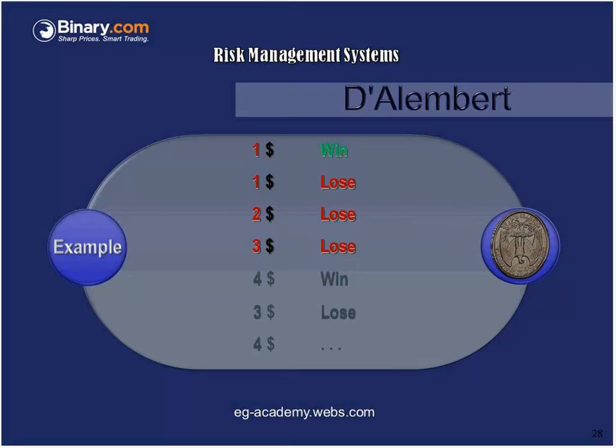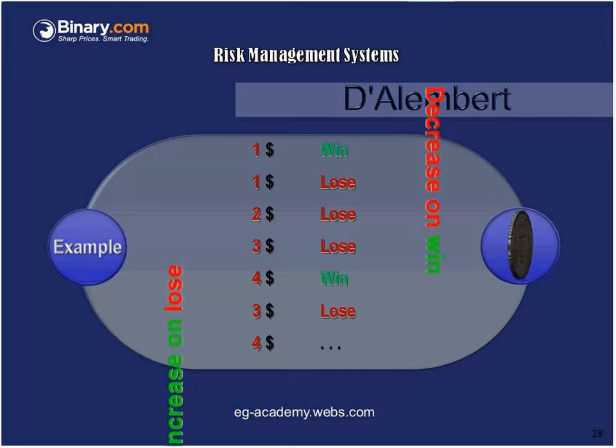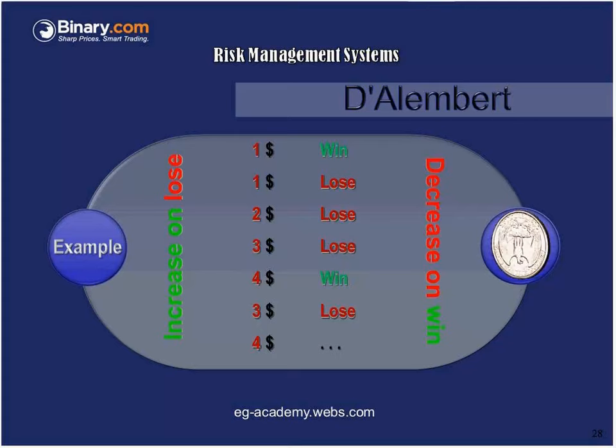But if you win, you don't start by 1 again, but you decrease it. So now when you win at this $4, you will decrease it also by 1. So now it's 3. But if you lose, you keep increasing it. That's the system, and I think it's the easiest one. And the reverse is when you win, you increase it, and when you lose, you decrease it. It's clear like this.